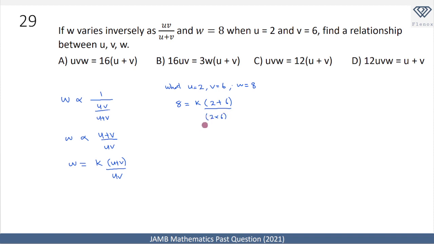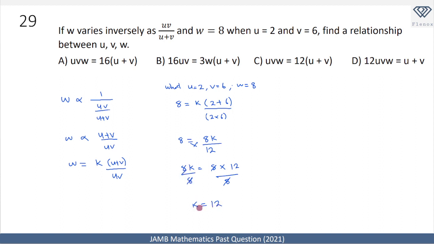So what would that be? We have 8 is equal to, what is 2 plus 6? 8K. And what is 2 times 6? 12. And what do we do now? We know that when we cross multiply, 8K will be equal to what? 8 times 12. And if I divide both sides by 8, it will cancel out this 8, just as this 8 cancels out this 8. And K is what? K is 12.